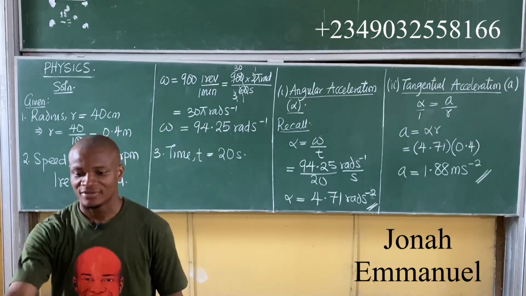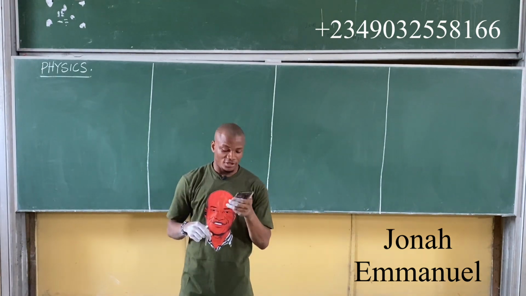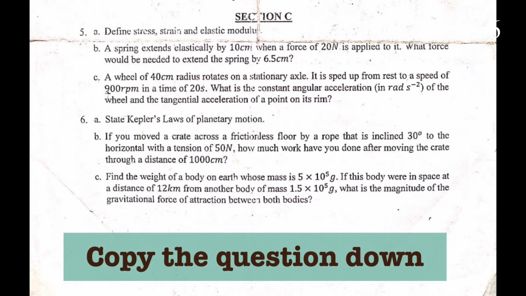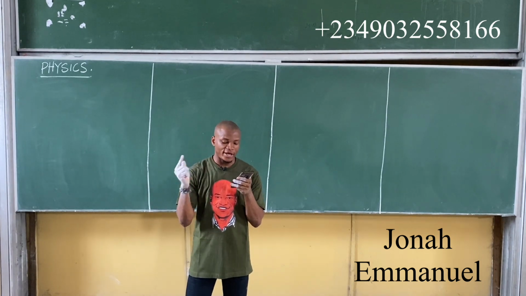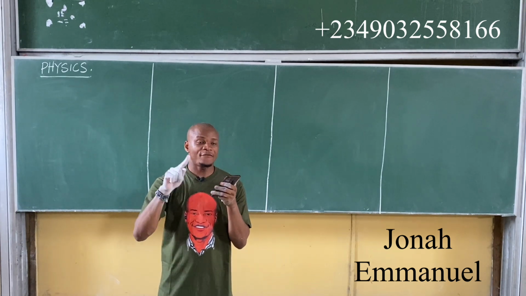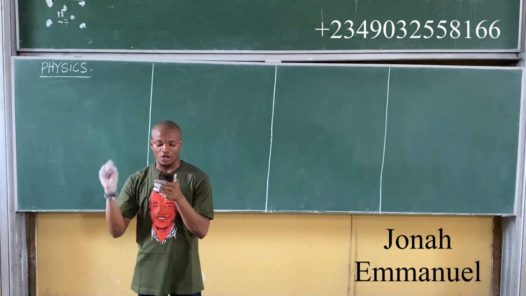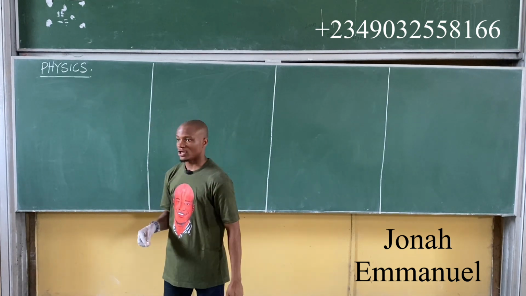See how simple your test in your exam is. Next one says: if you move a crate across a frictionless floor by a rope that is inclined 30 degrees to the horizontal, with a tension of 50 Newton, how much work have you done after moving the crate through a distance of 1000 cm?